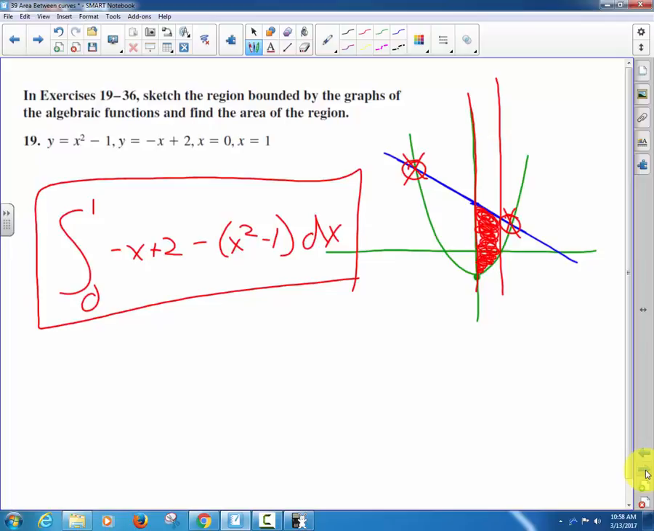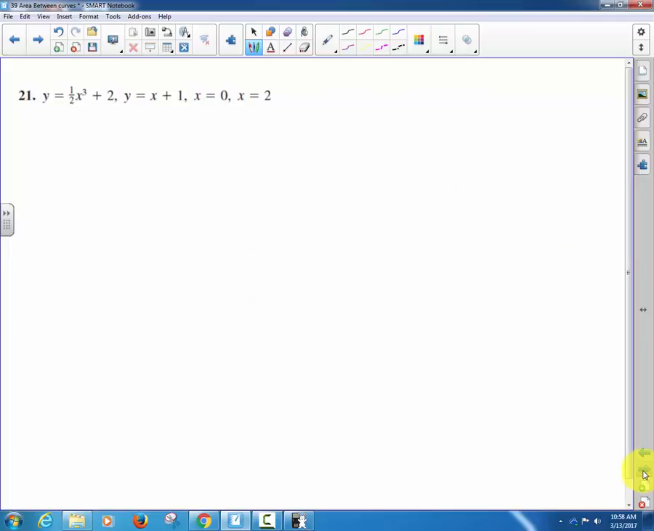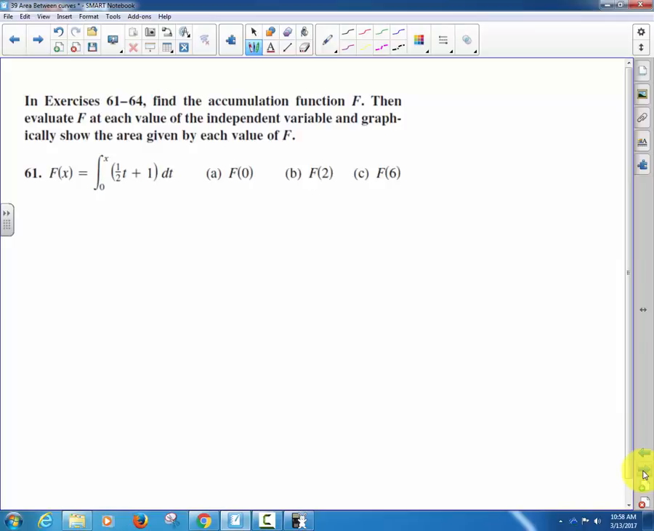All right? Good. I feel like y'all are getting a very good handle on this, so I don't want to keep belaboring the points there. That next problem was the same thing. This last one is a little different, and so I want to talk about it a little bit. It says, find the accumulation function f, then evaluate f at each value of the independent variable and graphically show the area given by each value of f. Okay, lots of words to get confused on there. But let's break it down.